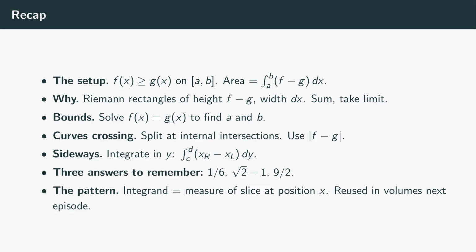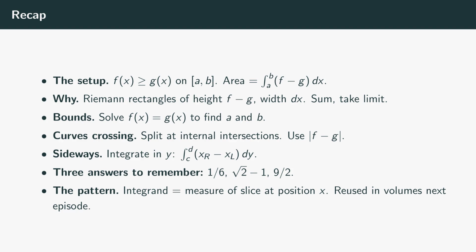Recap. Setup: two curves f and g on the interval from a to b with f above g. The area between them is the integral from a to b of the quantity f of x minus g of x dx. Derivation: slice the region with vertical strips of width dx and height f minus g. Sum and pass to the limit. Riemann's machinery applied with a smarter integrand. Bounds: usually not given. Find them by solving f of x equals g of x. The intersection x values are the corners of the region.